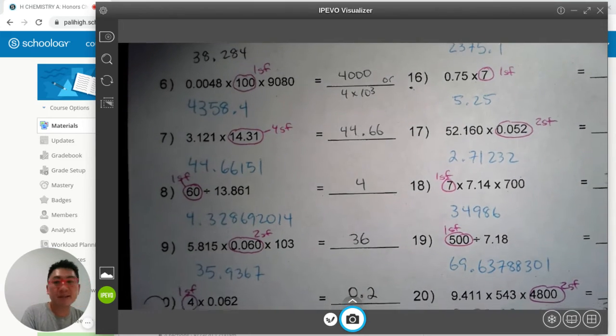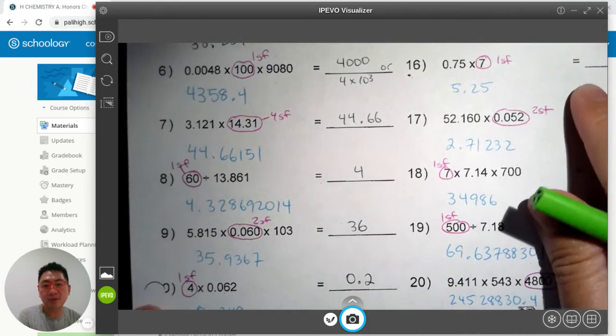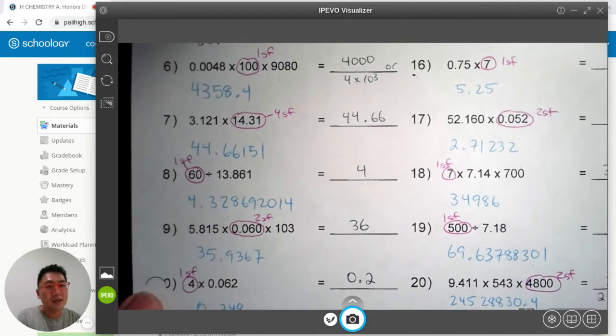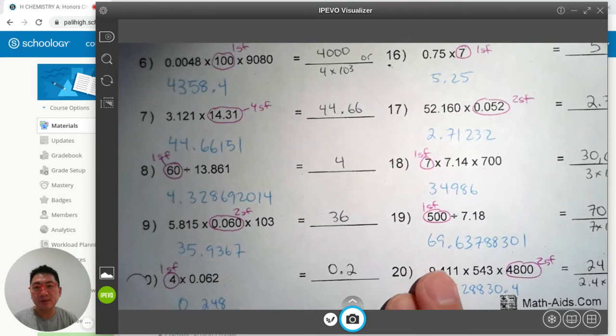Let me see if I can make this thing brighter. I don't know if that made it brighter or worse, better or worse. I don't know. Okay, so question number 6 on here.